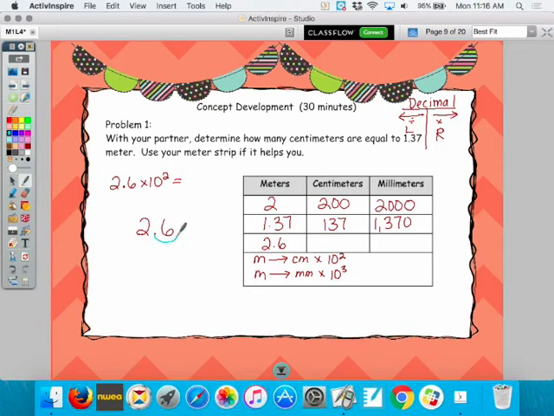How many place values will you move? 2. And when I multiply, my decimal trick says move the decimal to the right. Fill in with a 0. And then I've got to erase my old stuff, don't I? So my answer is what? 260.